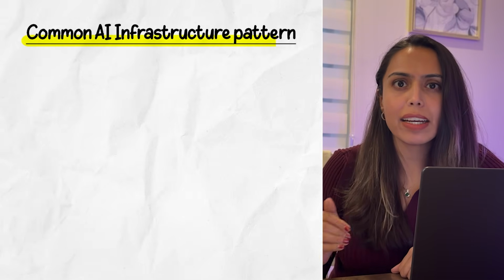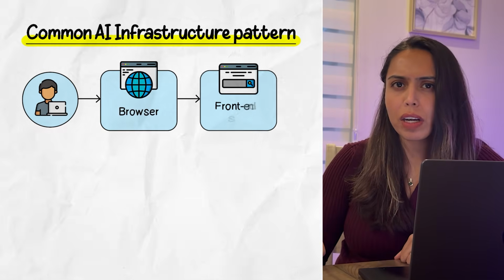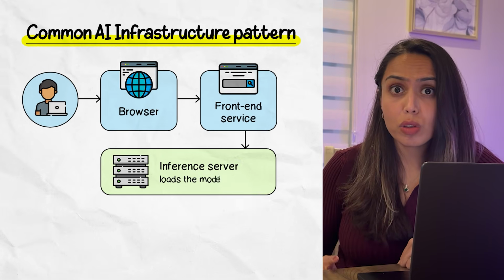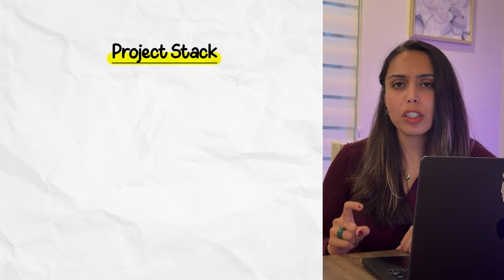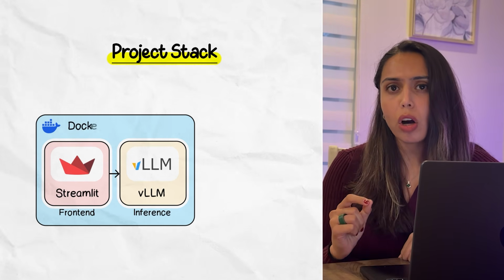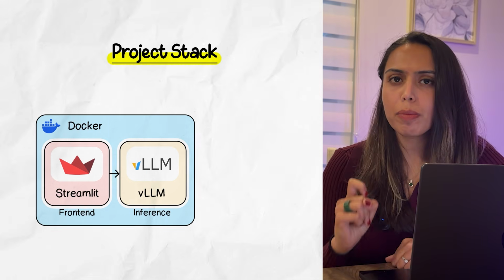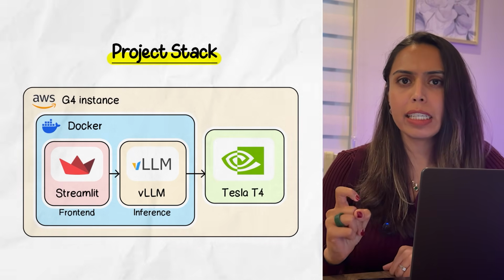Now what this project looks like. At a high level, we will be deploying a smaller model on a VLLM backend engine. It is a small project, but it represents the common AI infrastructure pattern. A user opens a browser, the browser talks to a front-end service. The inference server loads the model, and then it runs generations on the GPU. In this project, we are using Streamlit as the front end, VLLM engine as the inference server, Docker as the packaging layer, and we are deploying this on AWS G4 instance, which runs NVIDIA's Tesla T4 GPUs.